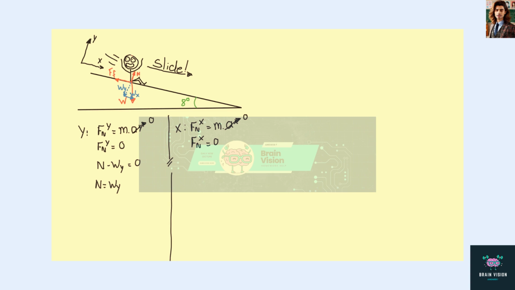Then, Wx minus the frictional force is equal to 0. Therefore, the frictional force is equal to Wx. But now, what do we do with that? Remember that the frictional force is given by the kinetic frictional coefficient times the normal force. So, the kinetic frictional coefficient times the normal force is equal to Wx.